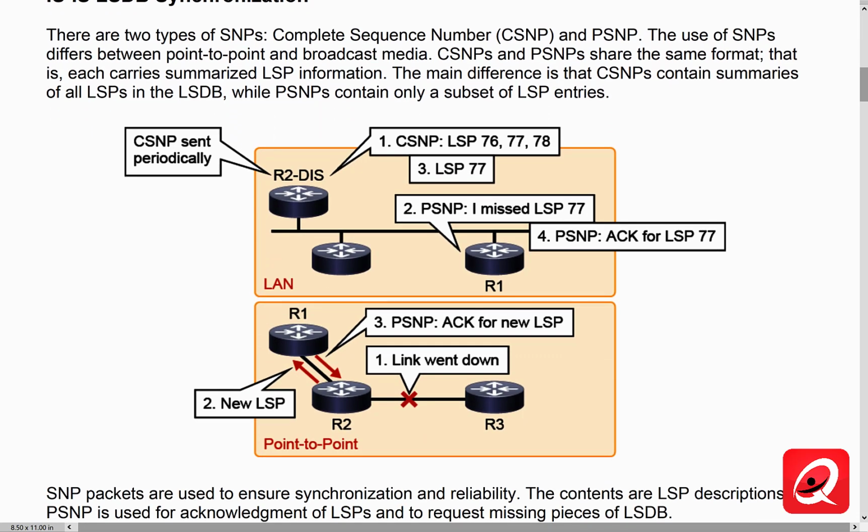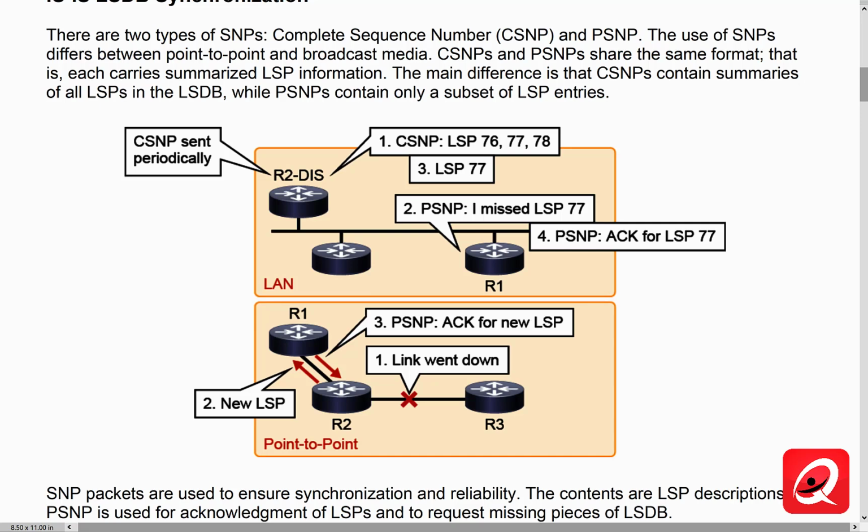Now, there are two types of SNPs. We talked about the CSNP concept and the PSNP concept. We use those SNPs differently depending on whether it's a broadcast network or a point-to-point network, I should say. The CSNPs and the PSNPs basically have the same format, meaning they carry a summary of the link state packet information. The difference, though, is that the CSNP contains a summary of all of the link state packet information in the link state database, where the PSNP contains only a subset of information.